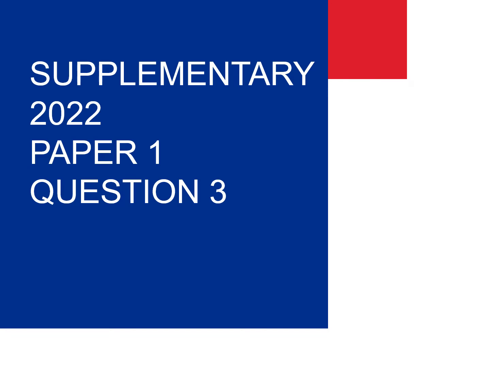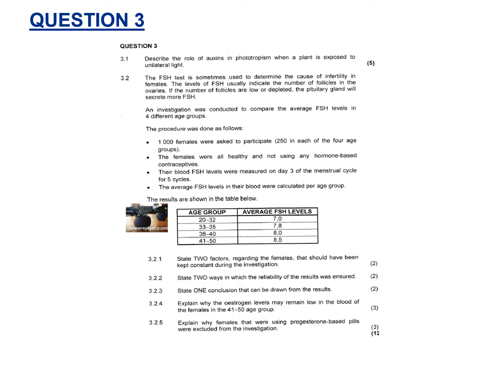In this video, I will be looking at question 3 of the Supp 2022 Paper 1. Question 3.1 and 3.2 are two different sections and two different parts. So 3.1 asks you to describe the role of auxin in phototropism when a plant is exposed to unilateral light. That is for 5 marks.